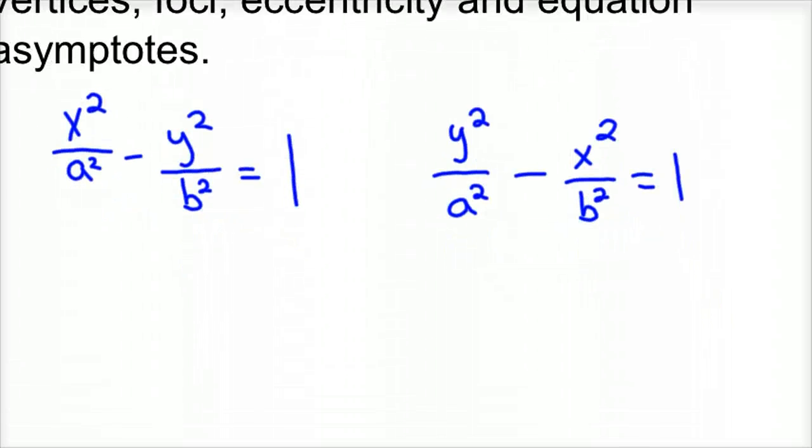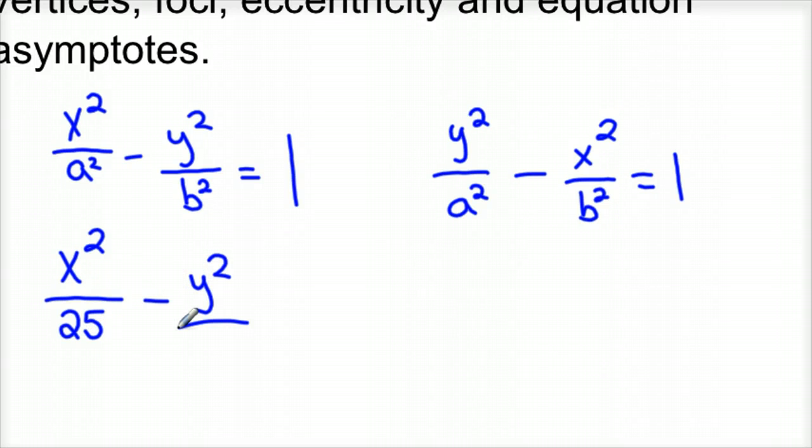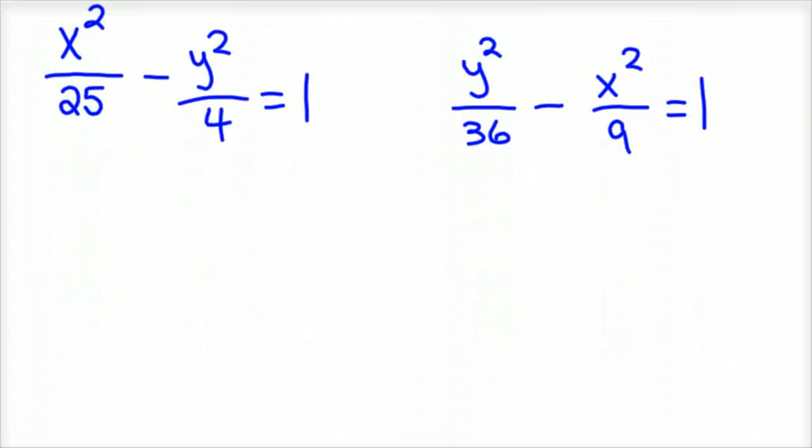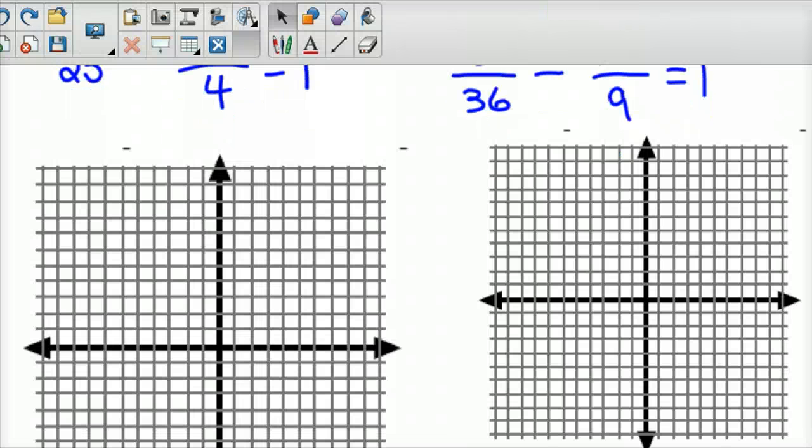So let's say you had something like this. They're not often put in nicely like this for you, but let's say you had x squared over 25 minus y squared over 4 equals 1, and, let's use different numbers, y squared over 36 minus x squared over 9 equals 1. So let's take a look at these two hyperbolas. Now the first thing I would do is to get graph paper.